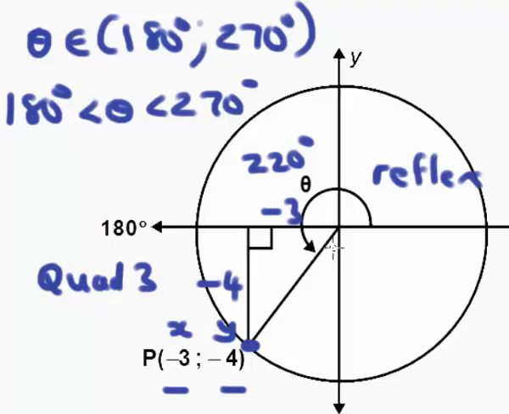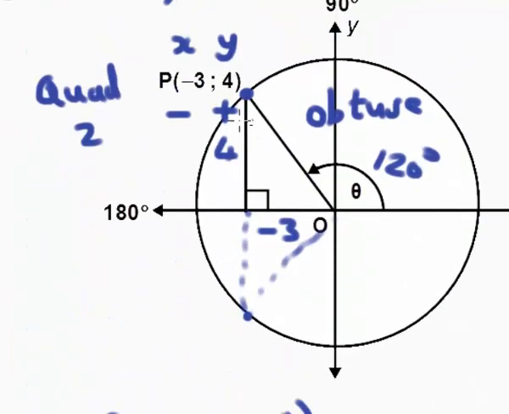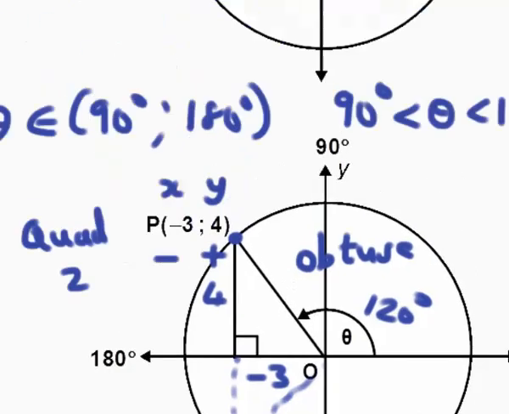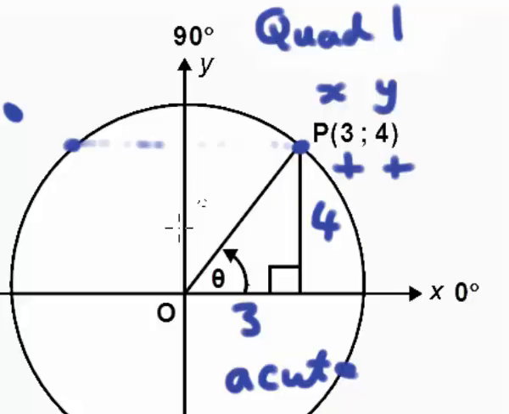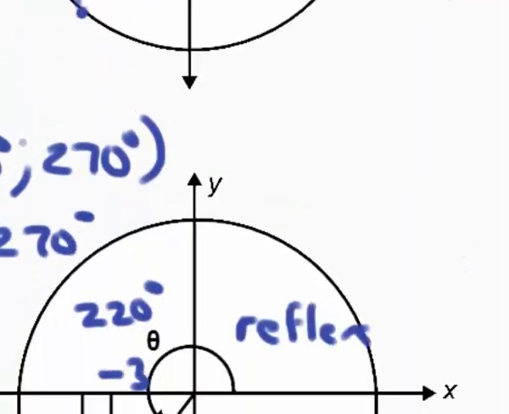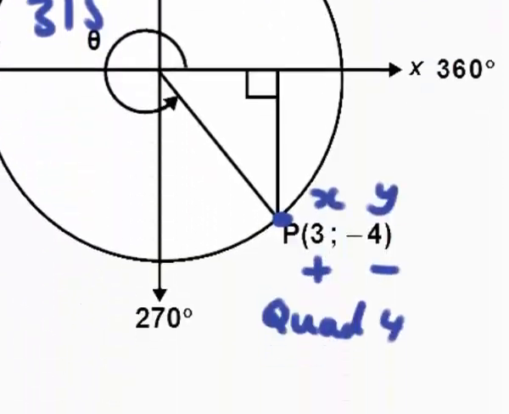So in the third quadrant, both x and y are negative. The angle's reflex, bigger than 180, smaller than 270. In the second quadrant, the x is negative, the y is positive. It's obtuse. The angle lies between 90 and 180. An acute angle is in quadrant 1, and guess what? You are definitely going to be positive and positive for x and y. So that's the important thing with these diagrams, but I want to summarize all this now.